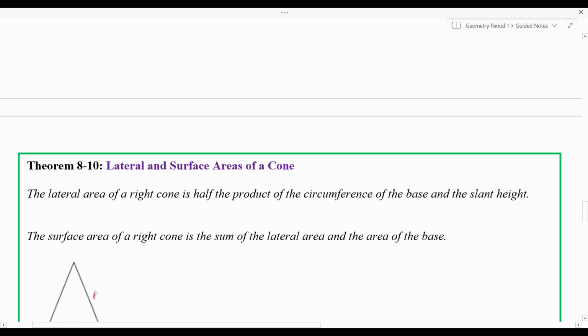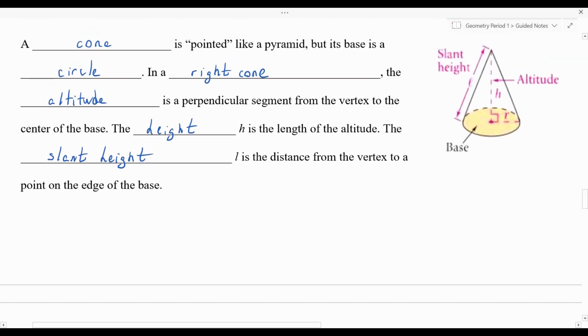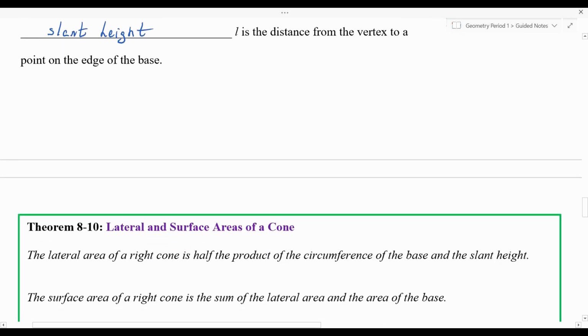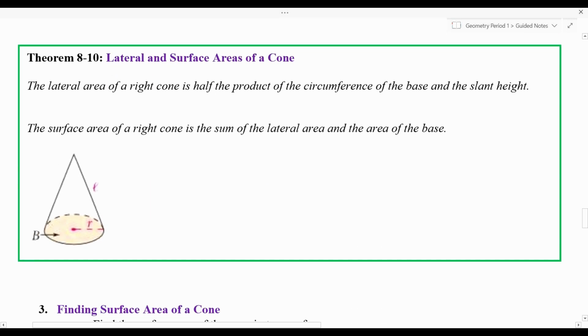Notice now that it says a right cone. Well, as before, when we had regular pyramids, a right cone is a right cone because the angle formed between the altitude and the base is a 90-degree, or right angle. That's why we call it a right cone.